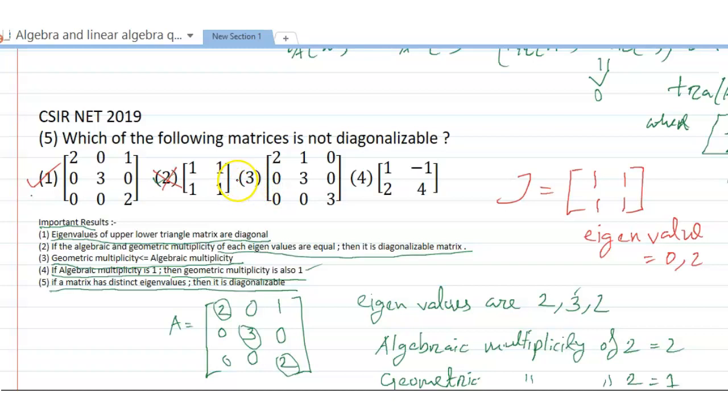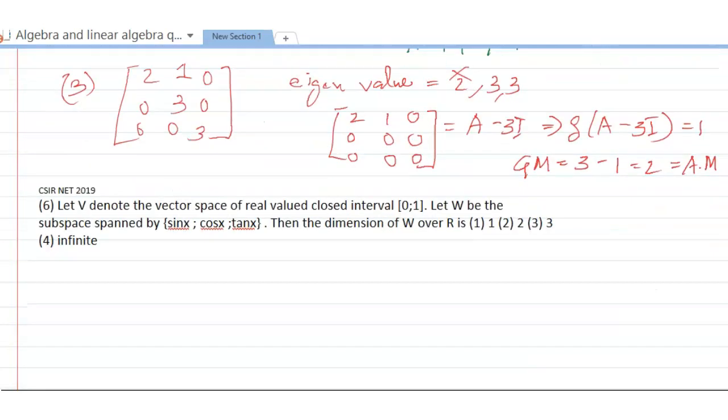This matrix is also diagonalizable. Now if you see this matrix, one eigenvalue is 3 and the other eigenvalue is 2. So all are distinct, so it is also diagonalizable. D for diagonalizable, this is diagonalizable, and this is not diagonalizable, ND. So I think I have cleared this concept.